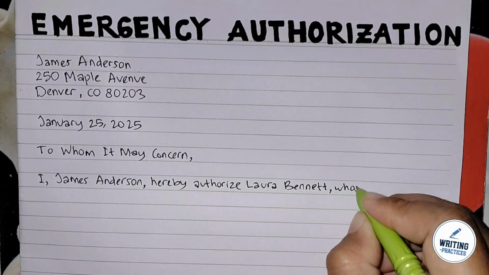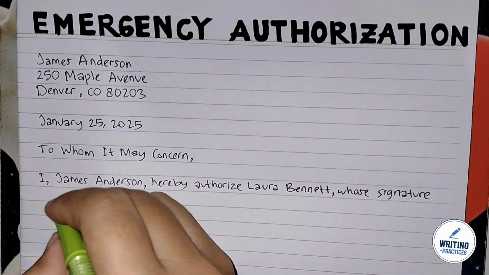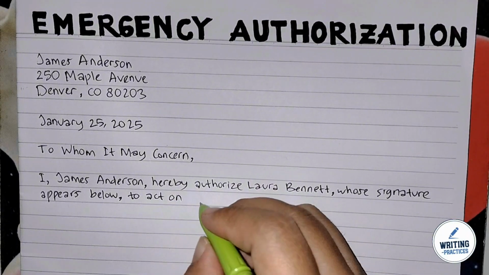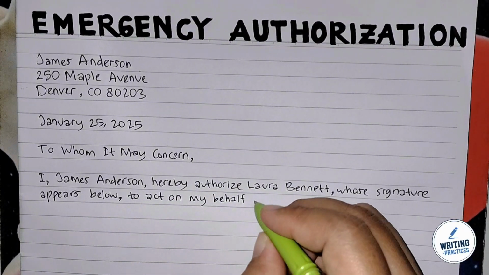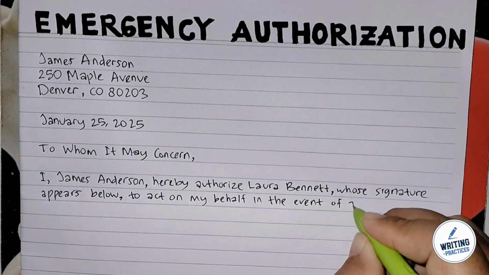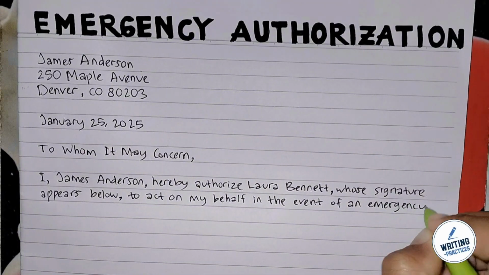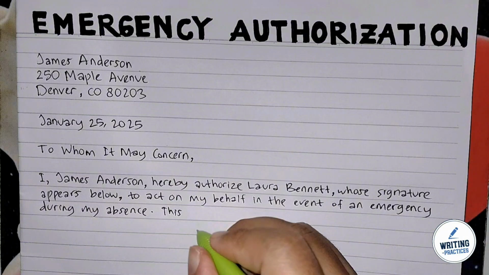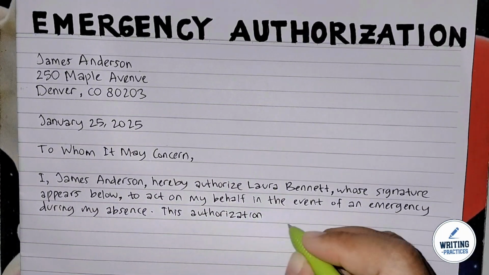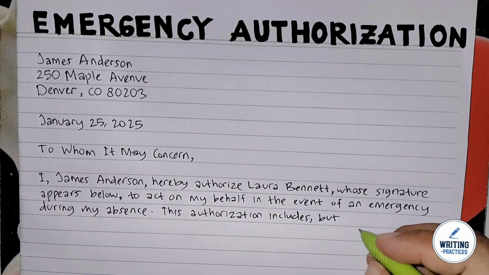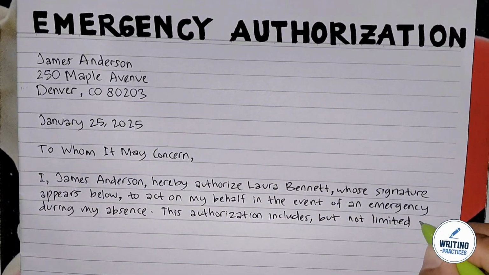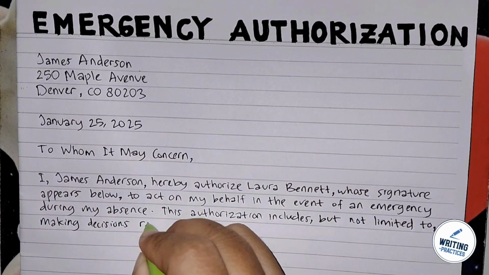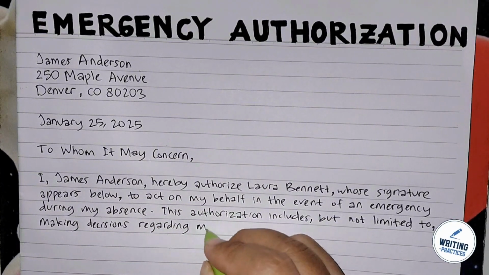Therefore, you need to begin by stating your full name and affirming that you are granting the authorization. Here is the example of how you write it. I, James Anderson, hereby authorize Laura Bennett, whose signature appears below, to act on my behalf in the event of an emergency during my absence. And then, you need to explain in detail what the authorization covers. They include medical treatment decisions, access to personal information, or acting as a liaison. Yes, be as specific as possible to avoid ambiguity.